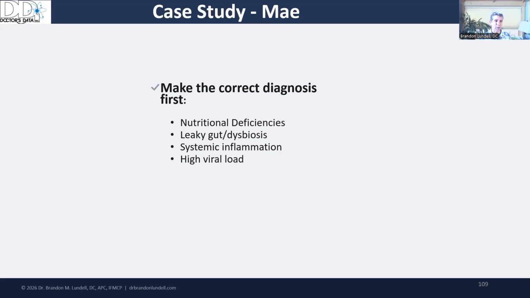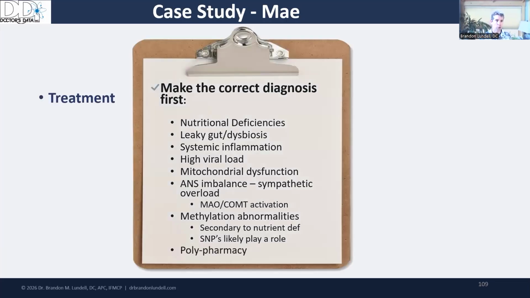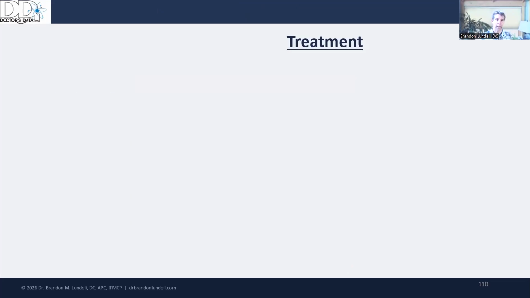So make the correct diagnosis first, right? That's functional medicine. Don't just treat it with ketamine. Don't just treat it with an SSRI. Don't just treat it with those kinds of things. Don't just treat it with a probiotic or a methylfolate either. Actually look at the diagnosis: systemic inflammation, dysbiosis, high viral load, mitochondrial dysfunction, autonomic nervous system imbalance, methylation abnormalities, and of course the nutritional deficiencies induced by polypharmacy. This is what functional medicine doctors treat. A good doctor knows what to do. A great doctor knows why. This is the why. Okay.